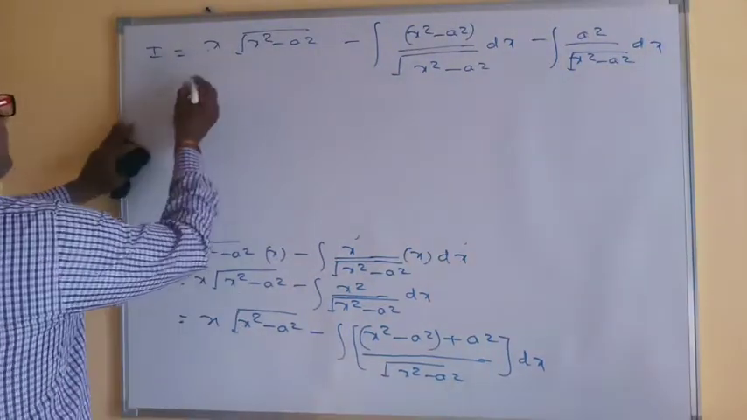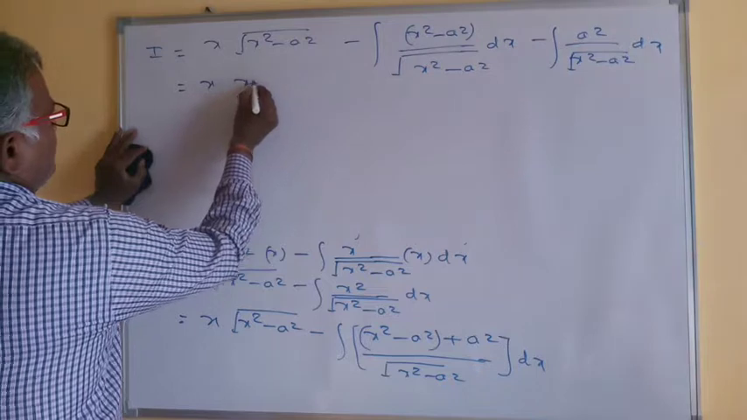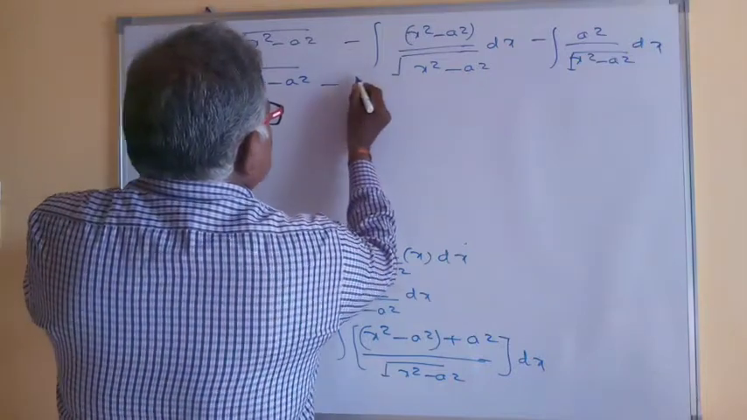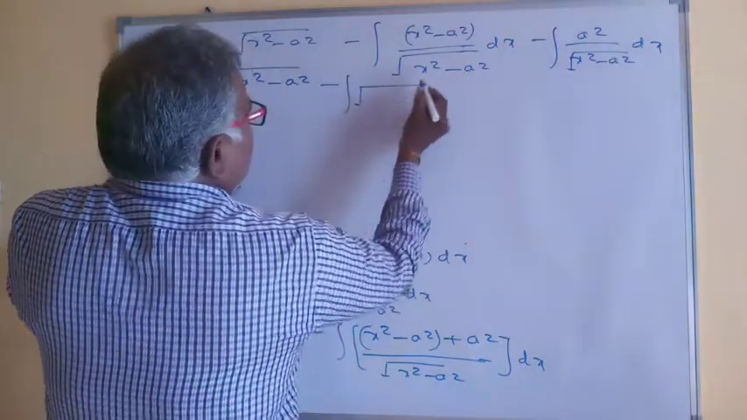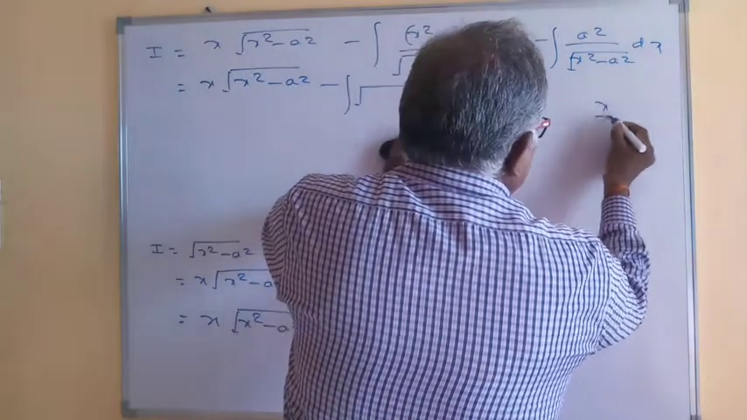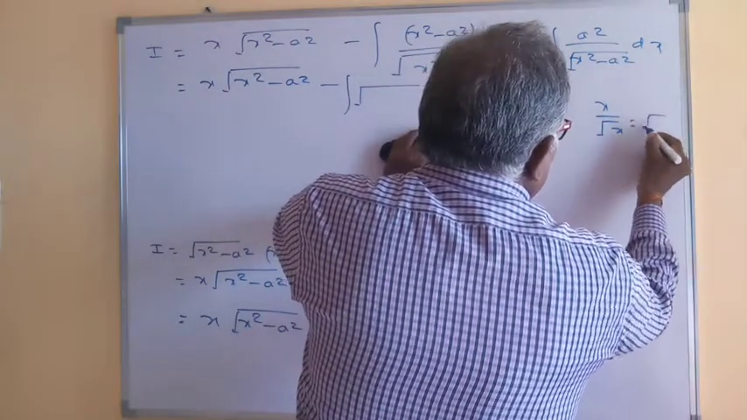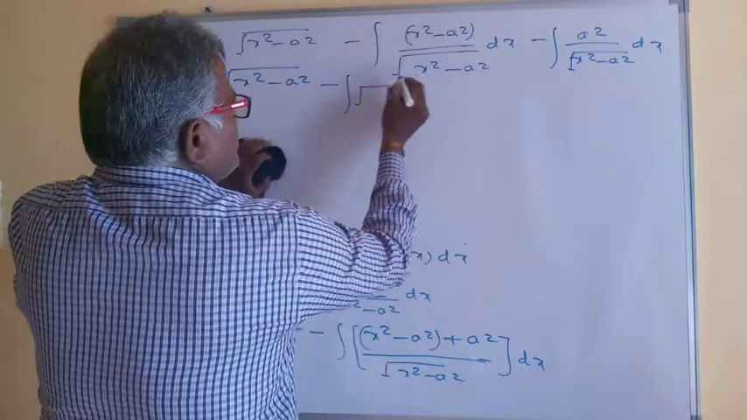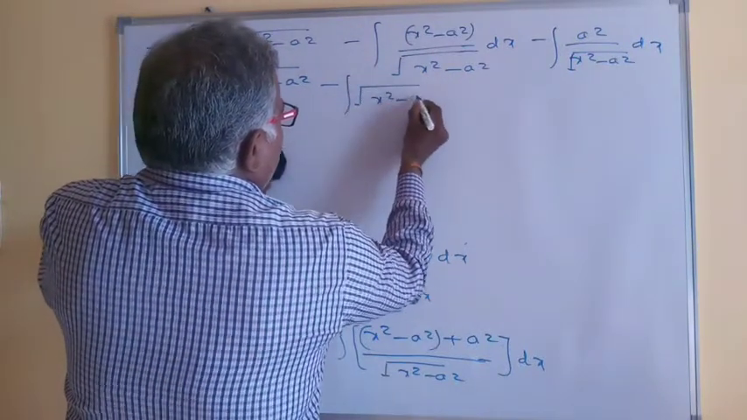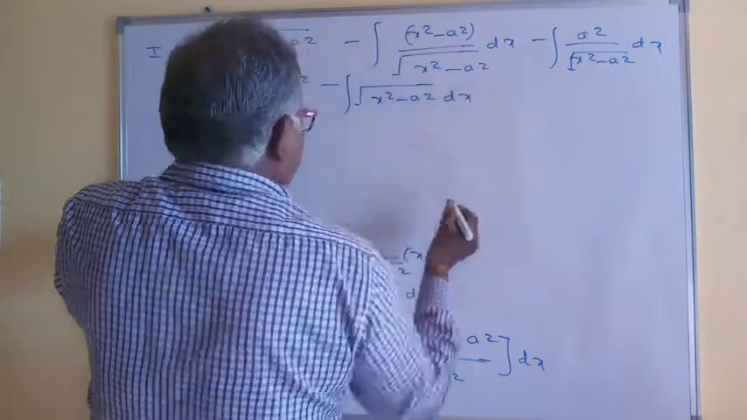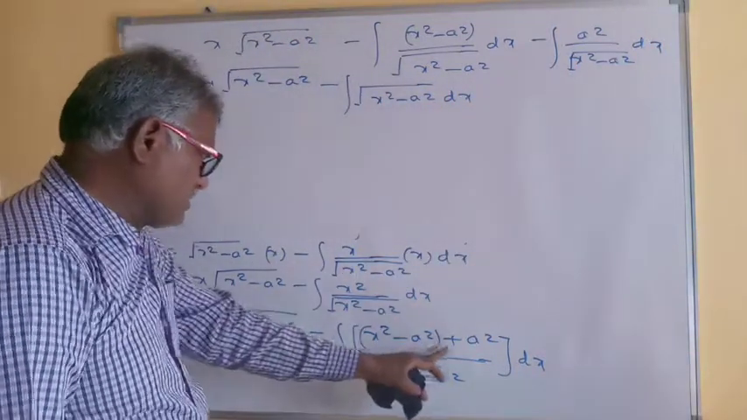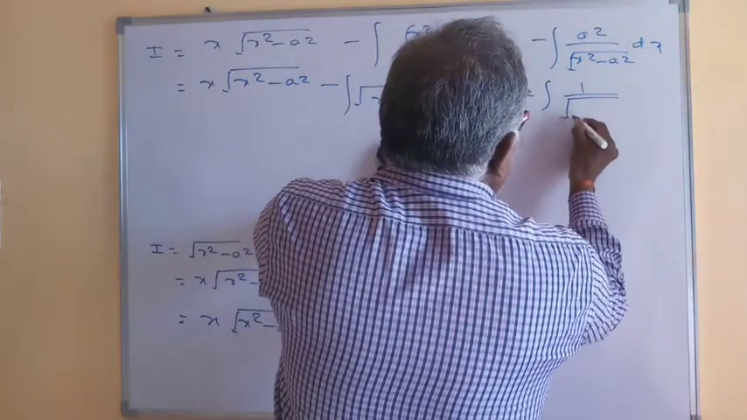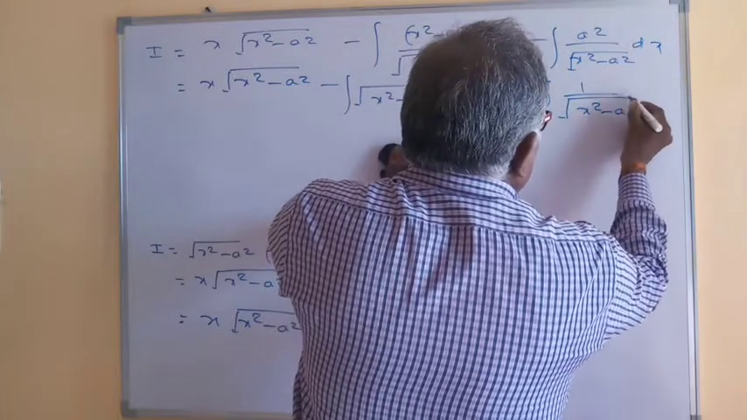Here if you simplify this one, what you will get? Suppose x term is there, suppose root x: x by root x means root x. So here root of x square minus a square dx. Here you see minus into plus minus, so minus a square into 1 by root of x square minus a square dx.